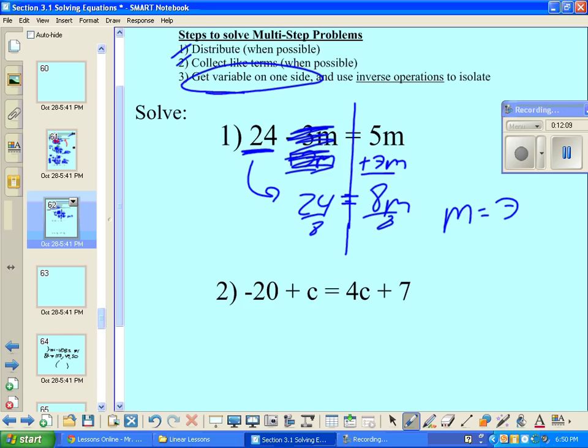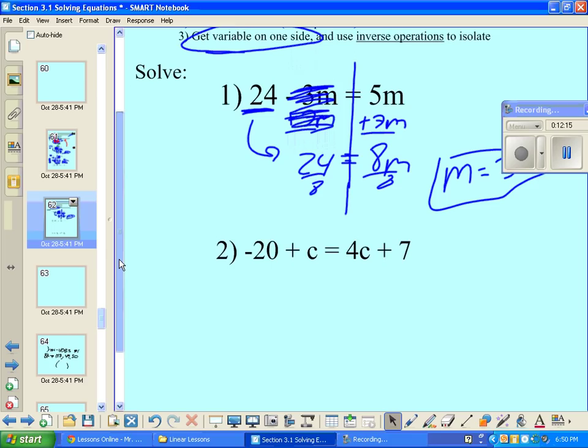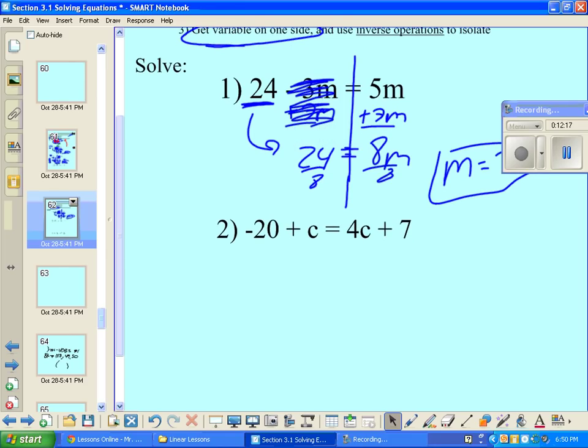M equals 3. But one thing to realize with that problem, which I wanted to showcase, is that at some point I have to have a number on one side and my variable on the other. So try to ensure that happens as you're solving the problem.